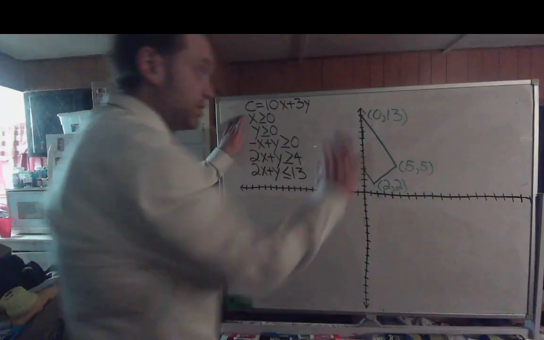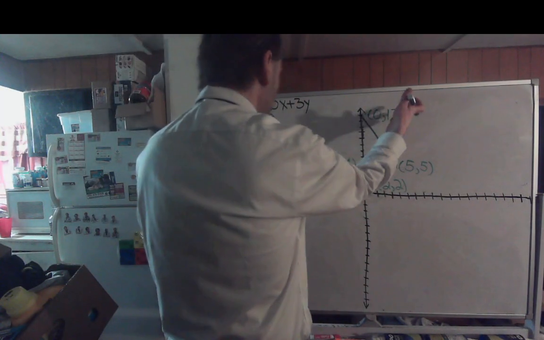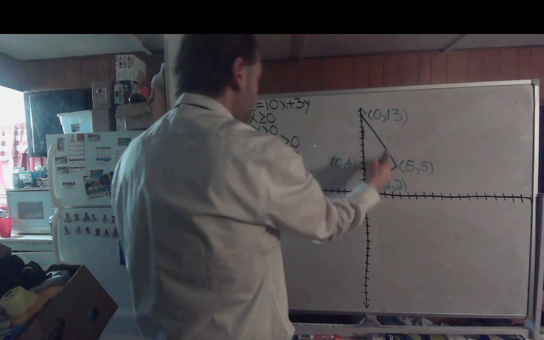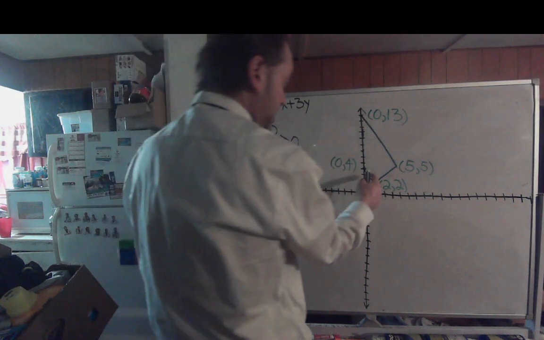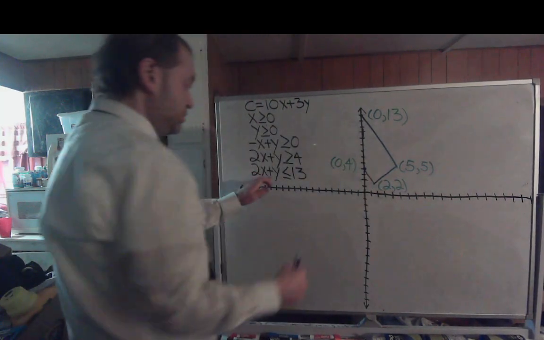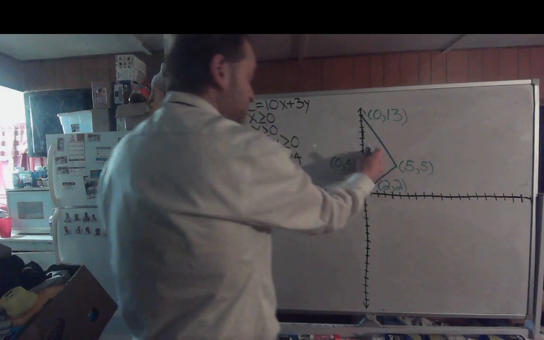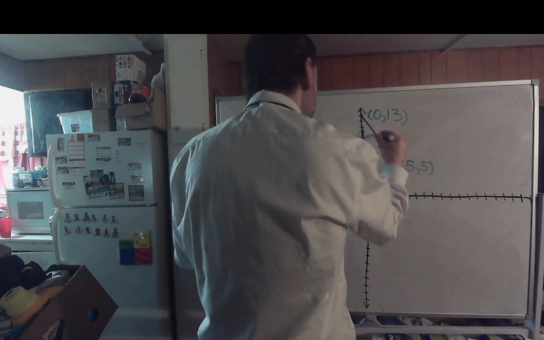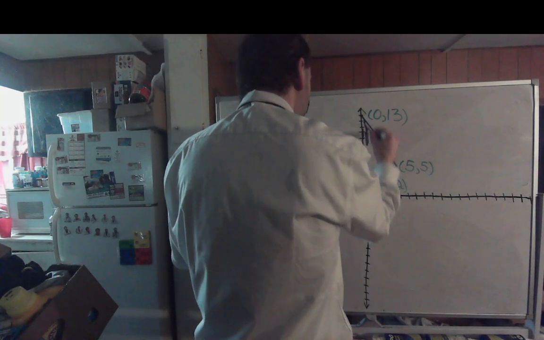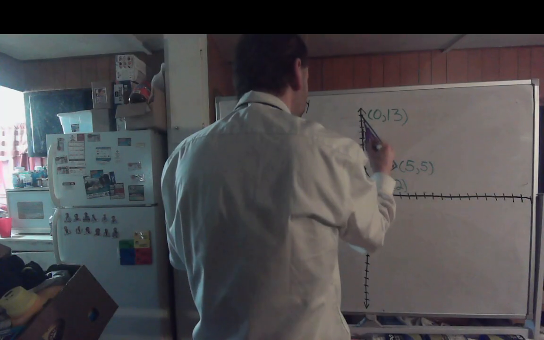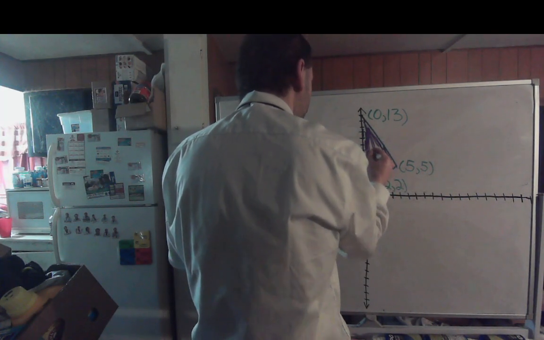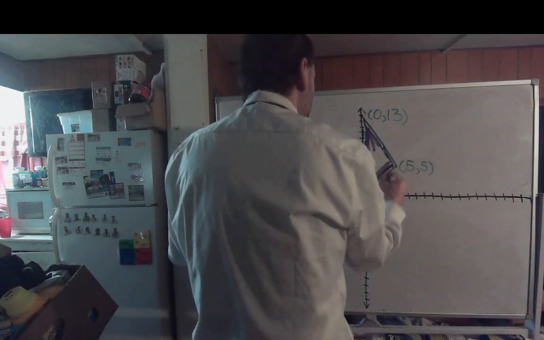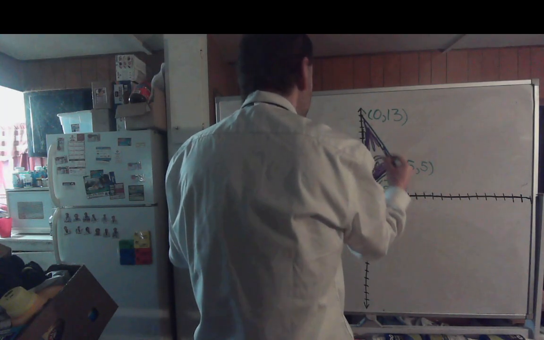So x is greater than or equal to 0, y is greater than or equal to 0, negative x plus y is greater than or equal to 0, that'll be above here. 2x plus y is greater than or equal to 4, that'll be above here. 2x plus y is less than or equal to 13, that'll be below here. So we're going to shade this entire region. So yes, there is our 4 vertices.